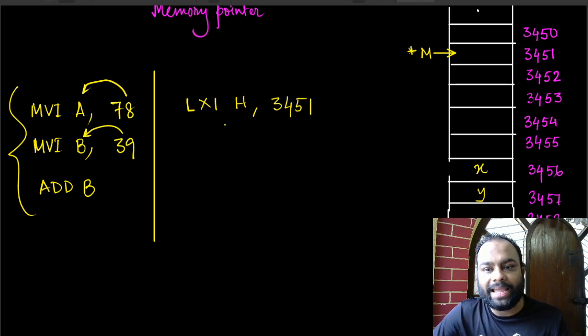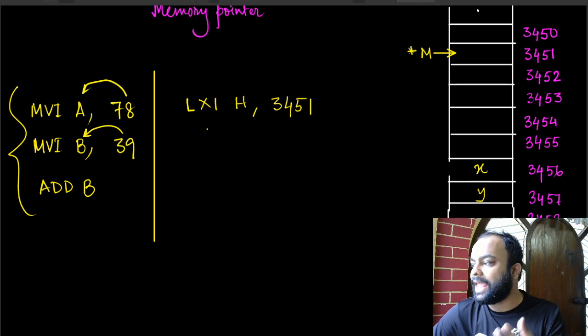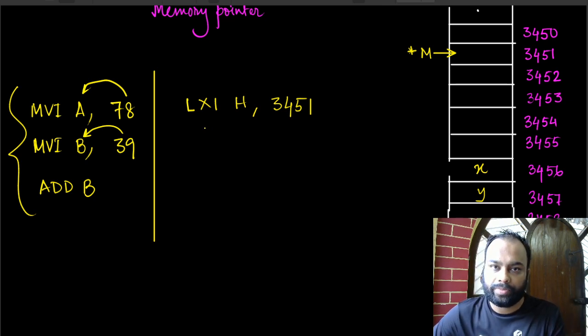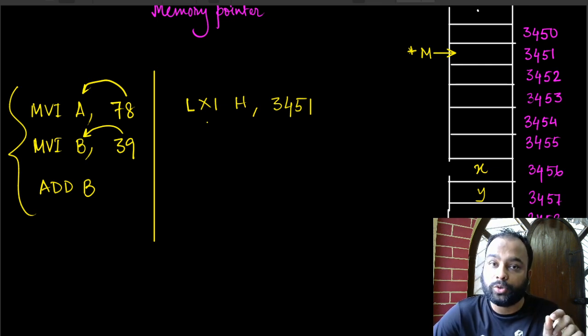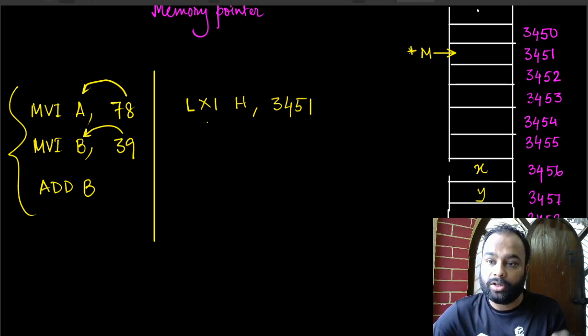So the HL pair has three different purposes. One purpose is that you can use H and L as separate 8-bit registers. The next purpose is that you can use HL as a single 16-bit register pair to do 16-bit operations. And the third purpose of the HL pair is that it can be used as a memory pointer. So this is the third purpose here.